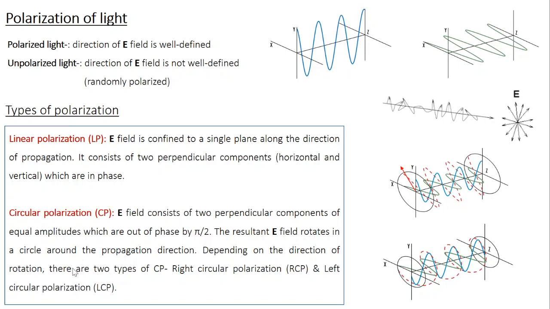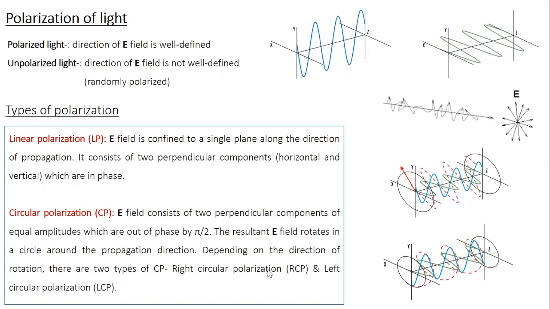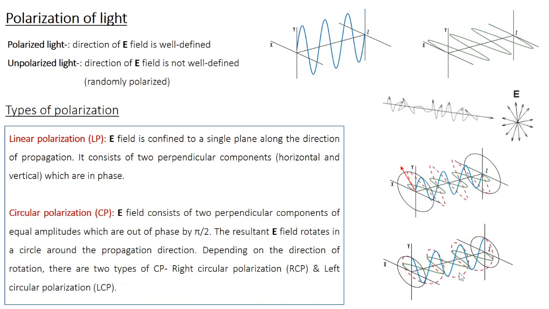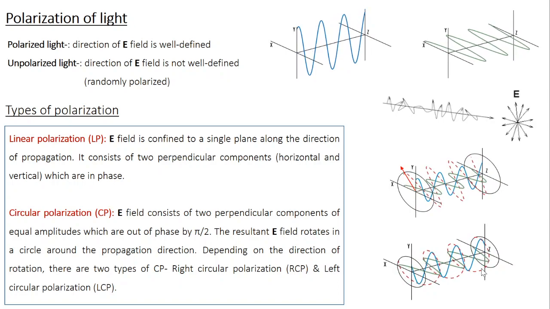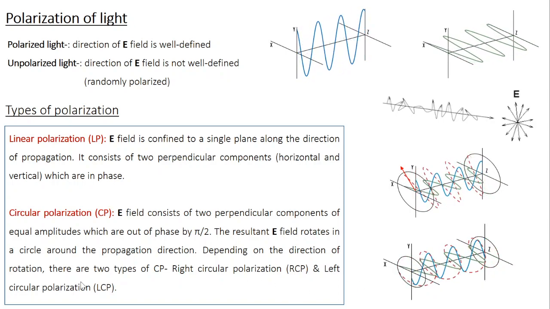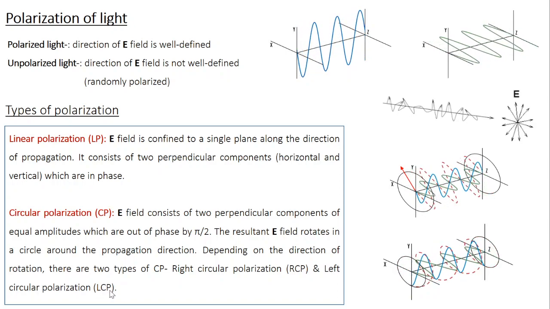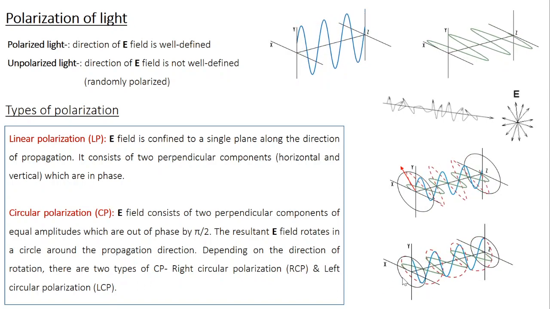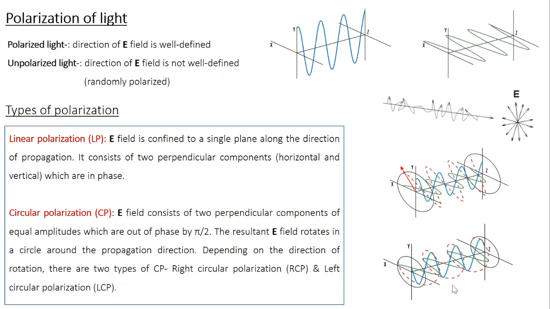Now, depending on the direction of rotation, there are two types of circular polarization. One is right circular polarization, RCP, where the electric field rotates towards the right, or in the clockwise direction, as shown in this figure, or left circular polarization, LCP, where the electric field rotates towards the left, or in the anti-clockwise direction. So this is about circular polarization.